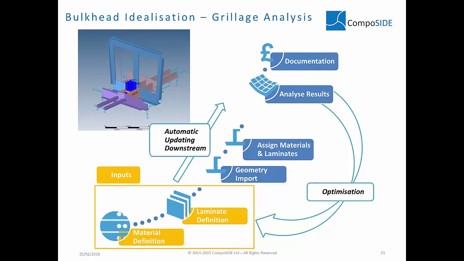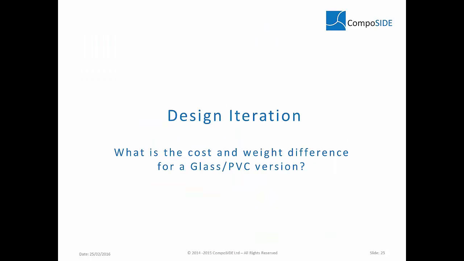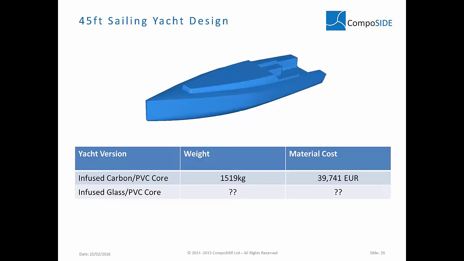So, let's say for example we have analyzed our boat in carbon and PVC. We want to know what would be the weight and cost difference if we wanted it in glass and PVC. So here is our basic 45-foot sailing yacht. We have an infused carbon PVC, weighs 1.5 tons, and costs about 40,000 euros.